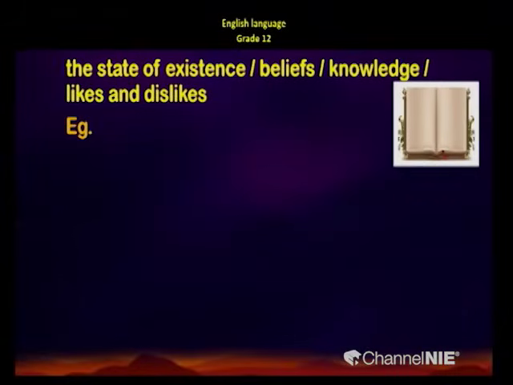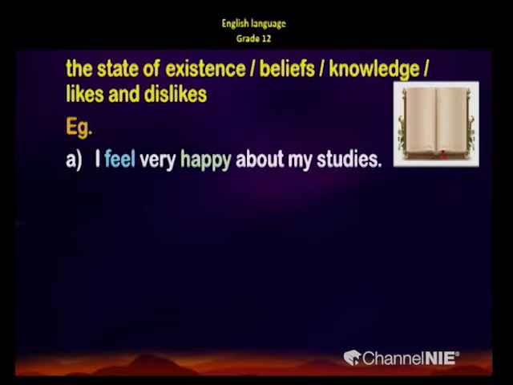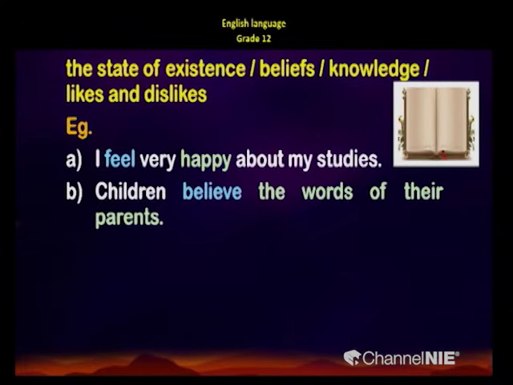Next, when we want to express the state of existence, beliefs, knowledge and likes and dislikes, again we use simple present tense sentences. For example, if I say, I feel very happy about my studies. So, the verb is feel there. Children believe the words of their parents.